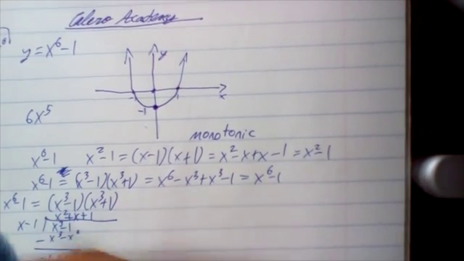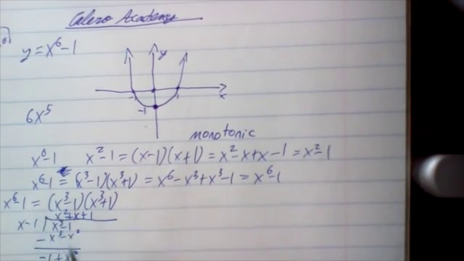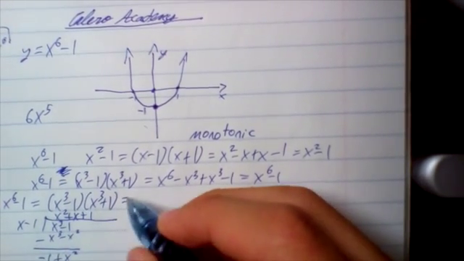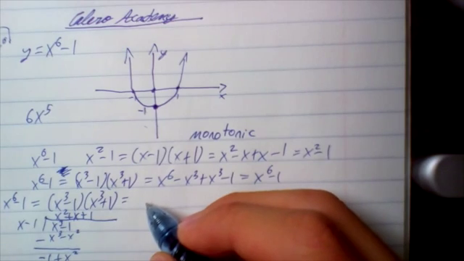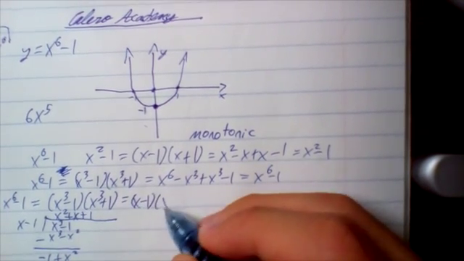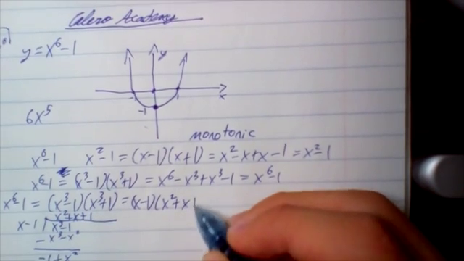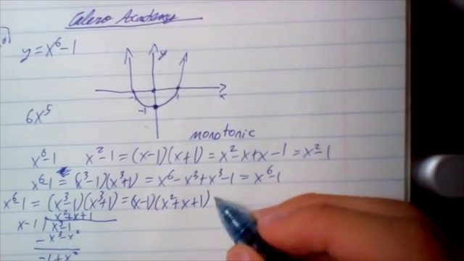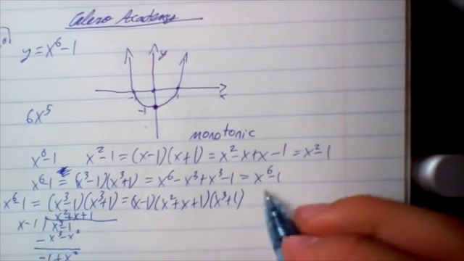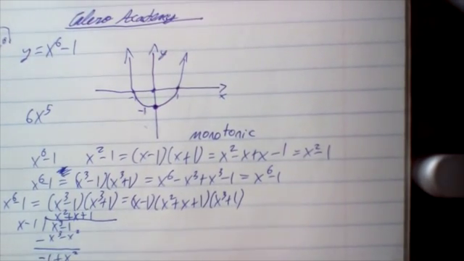So now we can rewrite x to the power of 6 minus 1 is equal to x cubed minus 1 times x cubed plus 1 as x to the power of 6 minus 1 is equal to x minus 1 times x squared plus x plus 1 times x cubed plus 1, of course. Now let's try to simplify x cubed plus 1.